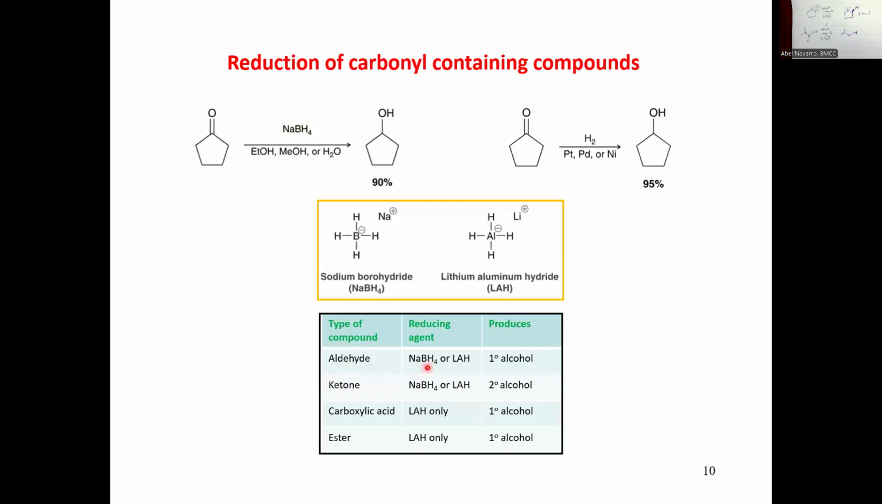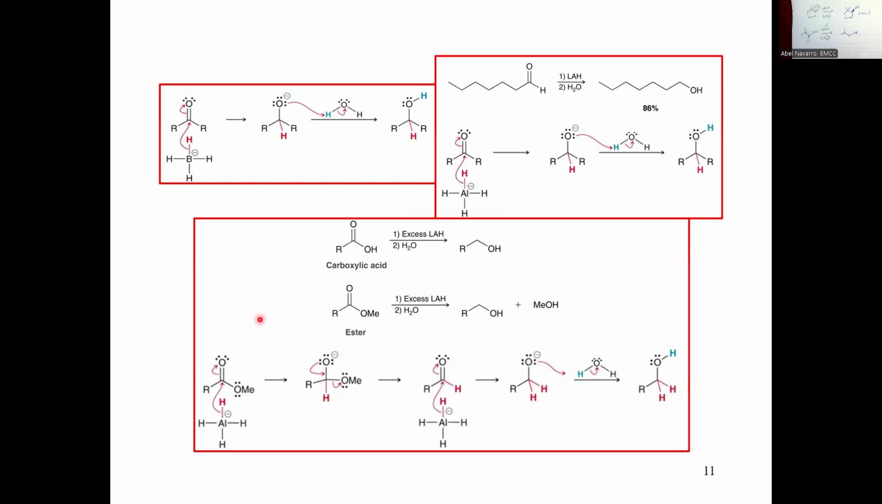Aldehyde, sodium borohydride or lithium aluminum hydride gives a primary alcohol. Ketones, sodium borohydride or lithium aluminum hydride gives a secondary alcohol. Carboxylic acids and esters give a primary alcohol, and you use LAH only. Don't try to use the other compound. Okay. Great. So now this is the mechanism.